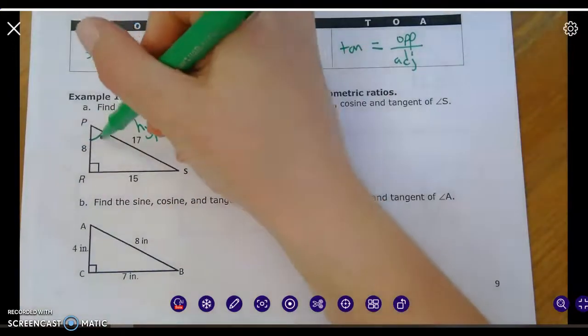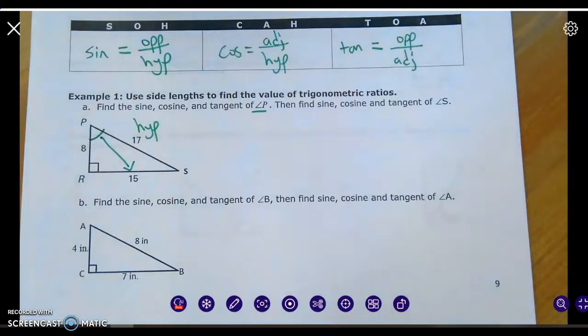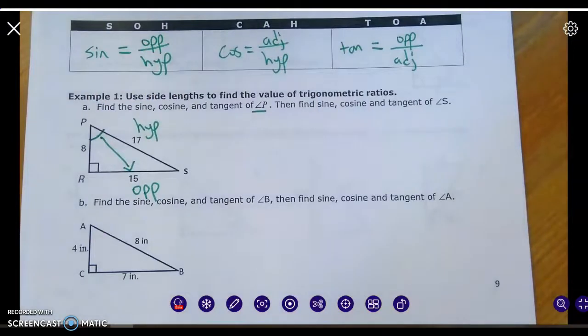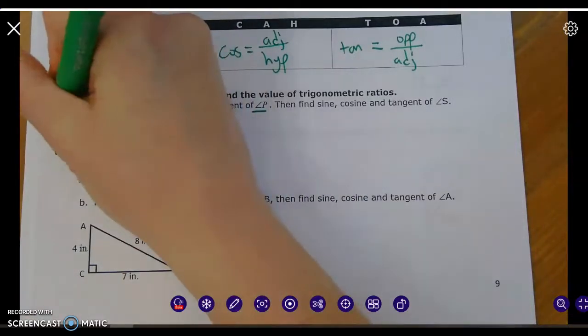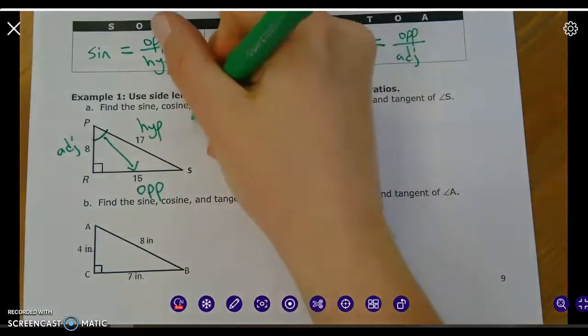Now put your pencil on your arc and draw an arrow across from it. That's where your opposite is. Am I going slow enough? And then where is adjacent? Whatever is left. So the 8 is our adjacent length. Now we're going to use those 3 numbers and plug those into our 3 fractions.